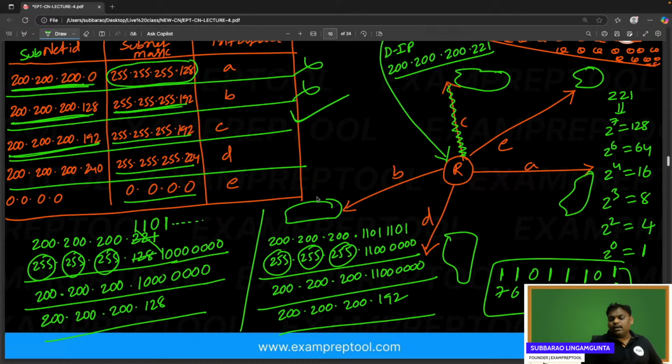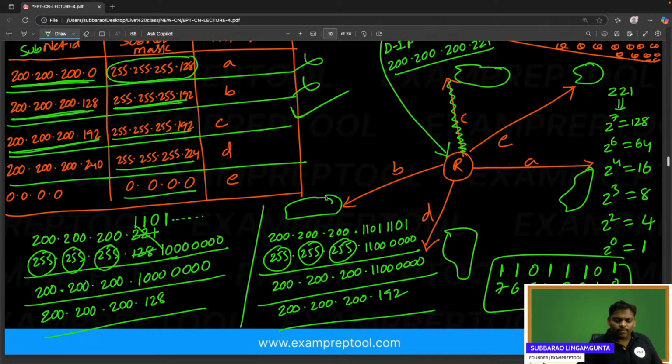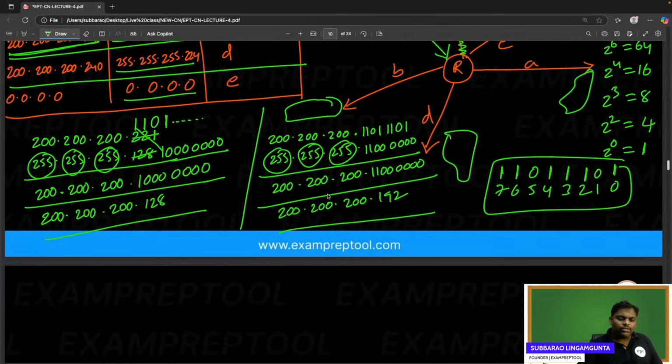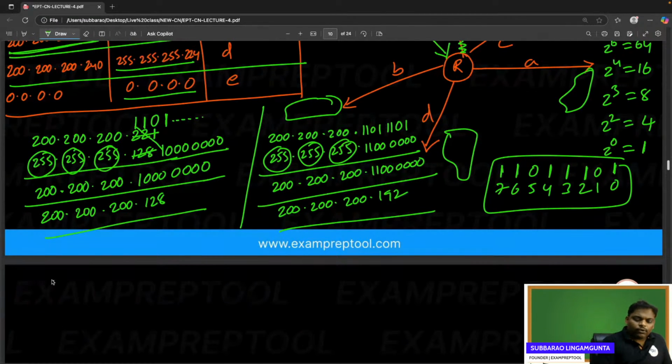Let's try for D also, because you will get to know one interesting thing. Let's try for the D interface also. Let's check. 200. So I think 221 goes to 1101. Okay, that's perfect. Now see the right subnet mask. 255.